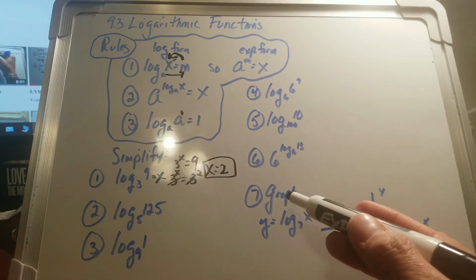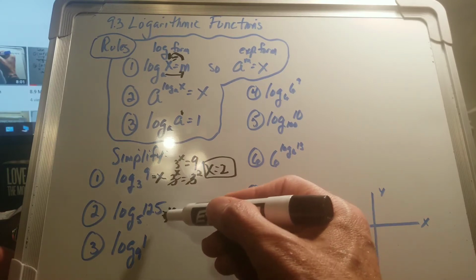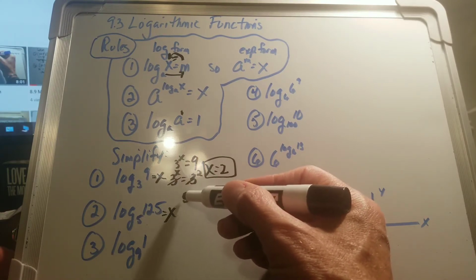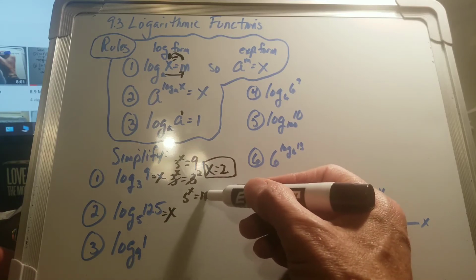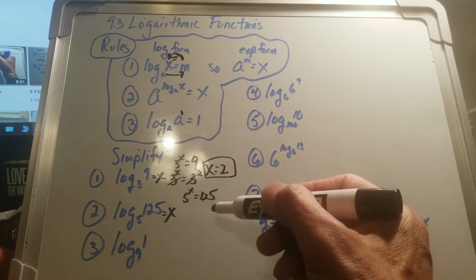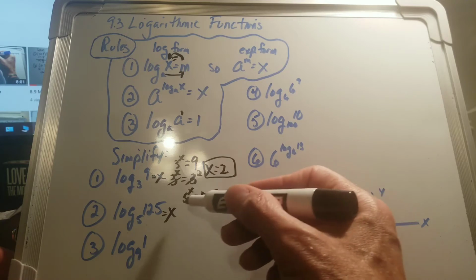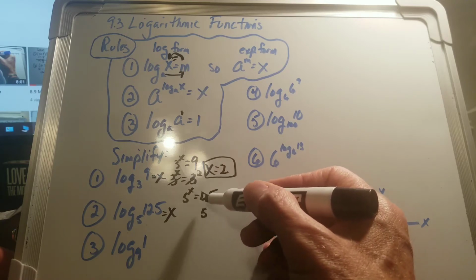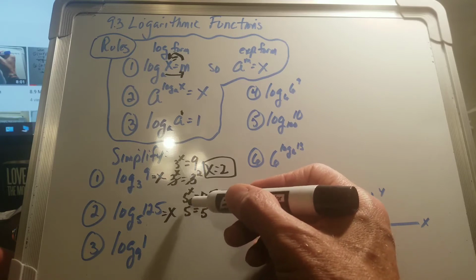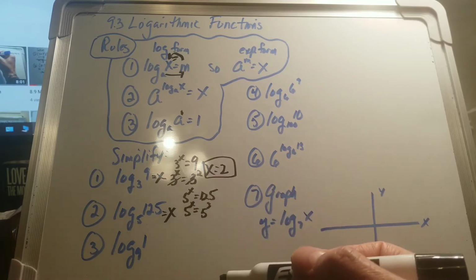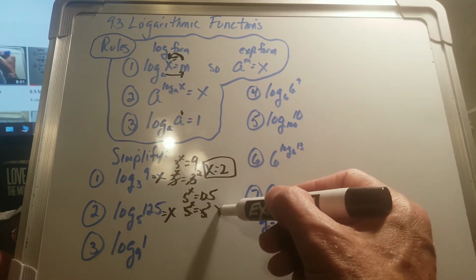I'm going to do the same thing 6 more times. Equals x. Then go 5 to the x equals 125. Take the smaller one: 5 to the what equals 125? 5 to the third, because 5 times 5 is 25, 25 times 5 is 125. So since the bases are the same, x equals 3.